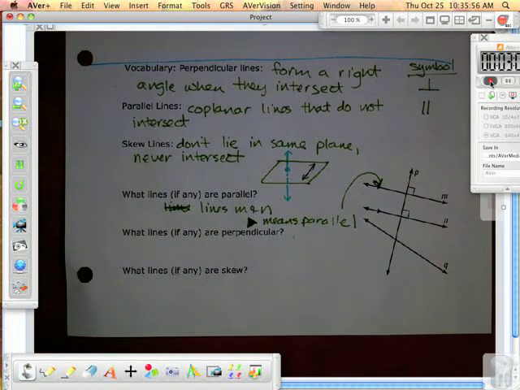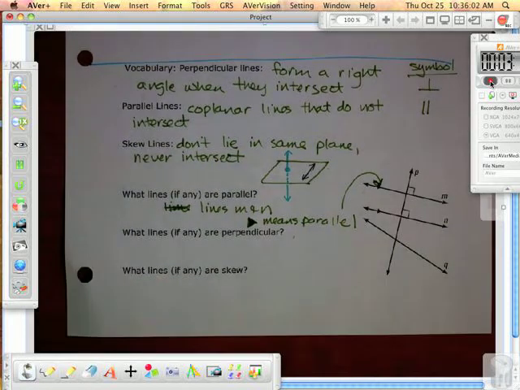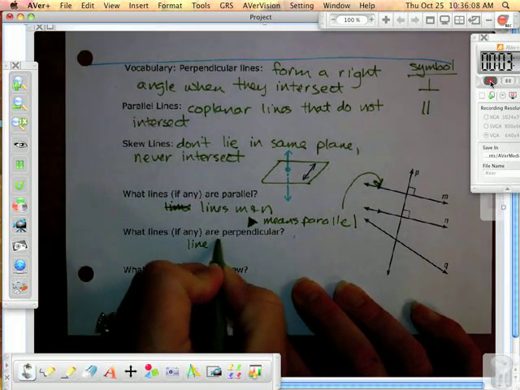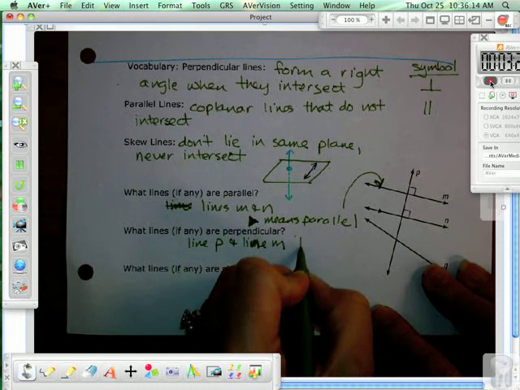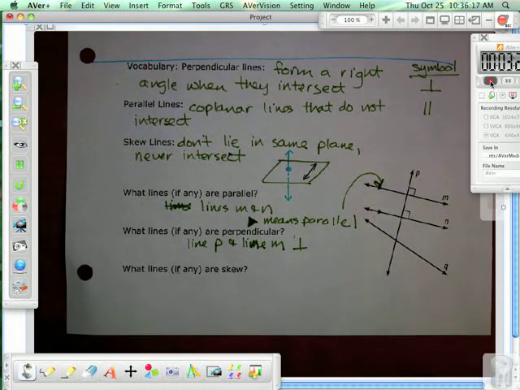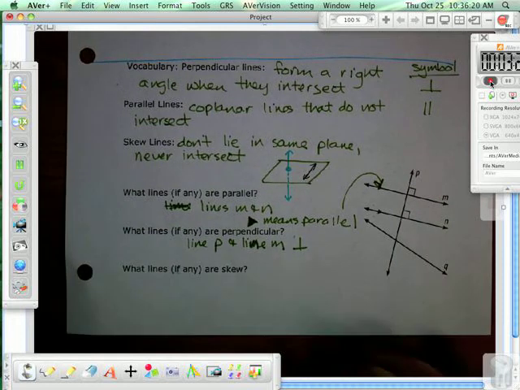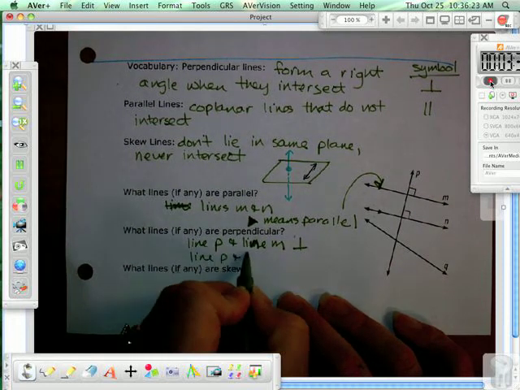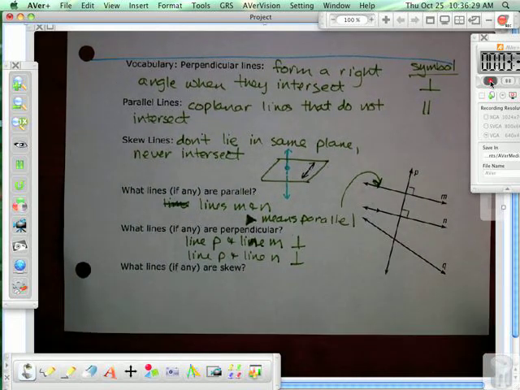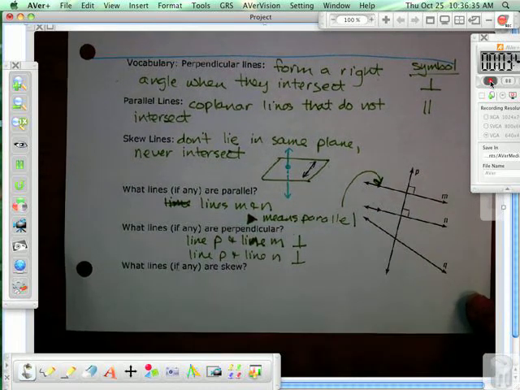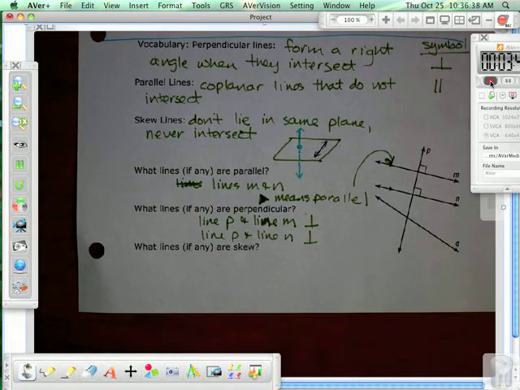What lines, if any, are perpendicular? Give me a set of lines that are perpendicular. Joshua. M and P. Okay, M and P. Line P and line M are perpendicular. Is there another pair of lines that are perpendicular? N and P. Nice. Line P and line N are also perpendicular. How can you tell? What part of this picture shows you that they're perpendicular? Jess. The right angle thing.